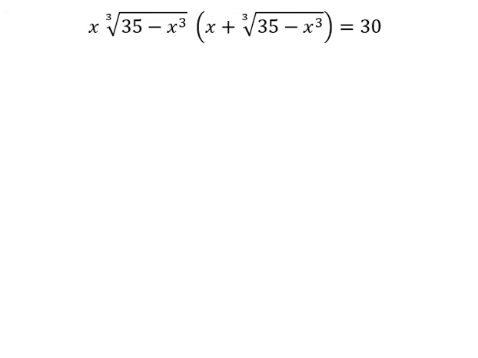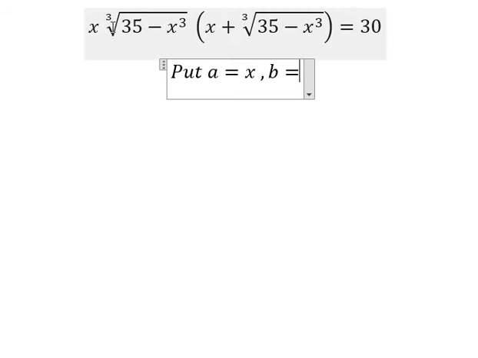Hello everybody. So today I will talk about algebra. The topic today is about finding the solutions of x. So now I will show you how to answer. We can put a equals to x and b equals to this one.